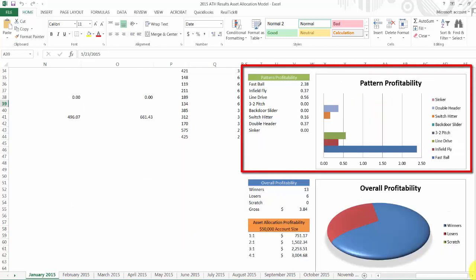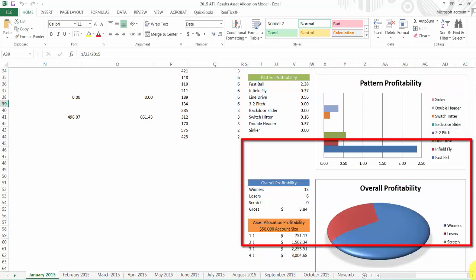The pattern profitability needs to make sense in terms of how often those patterns presented and how often those patterns triggered. We look here and we see that fastball expansion of range and volume represented the lion's share of the profits in the month of January. That makes sense because that's the pattern that had the highest frequency of presentation in the daily selection process. Going through, we see infield fly has just about the same representation in terms of percentage of profitability as it did in percentage of presentation, as do line drive, switch hitter, and doubleheader.